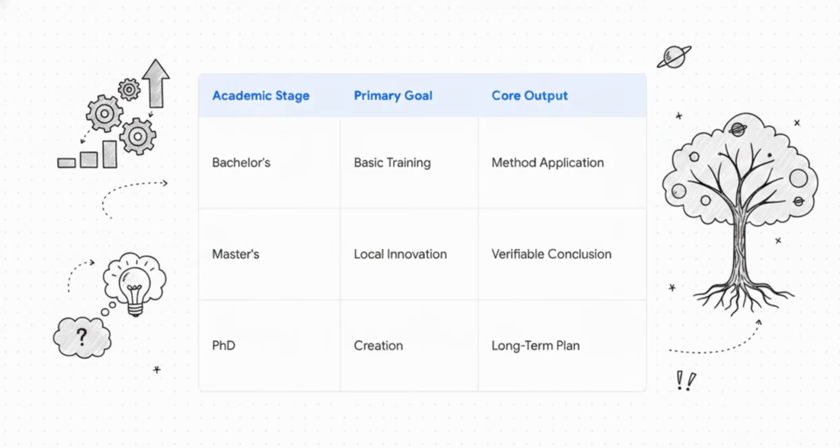And this brilliantly illustrates our next major shift. Because applying those 3 universal standards we just talked about looks radically different depending on your specific degree level. A bachelor's is really all about basic training. A master's targets local innovation. And a PhD? That's about massive long-term creation. Let's look a bit closer at how each of these stages operates.